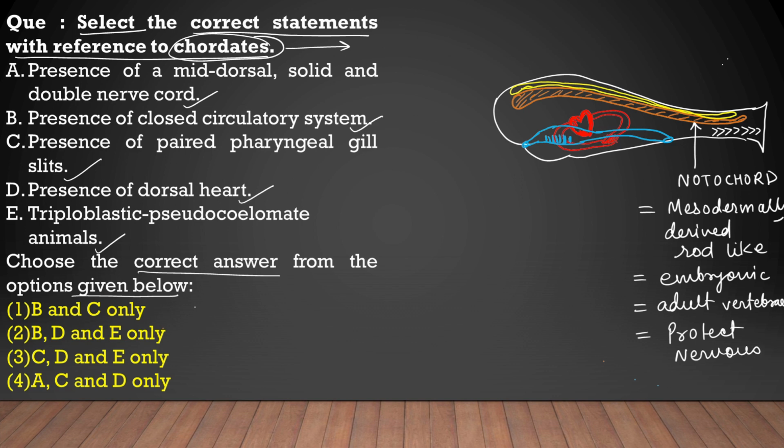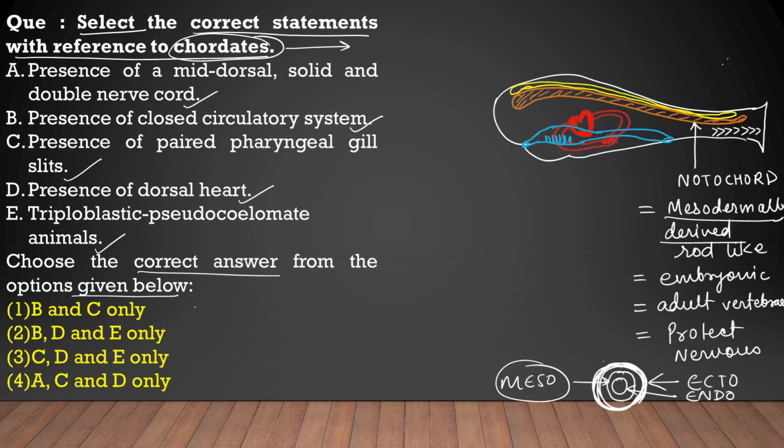Now, one thing students generally do not understand is what mesodermally derived means. There are three embryonic layers. When the embryo is getting formed, there are three layers. The outermost layer is called the ectoderm, the middle layer is the mesoderm, and the innermost layer is the endoderm. If a rod-like structure, which we call the notochord, is formed from the mesoderm layer, then we easily understand that the notochord is formed from the mesodermal layer.